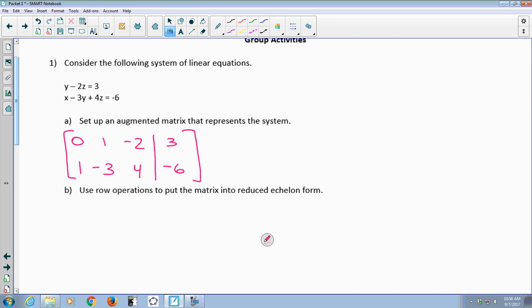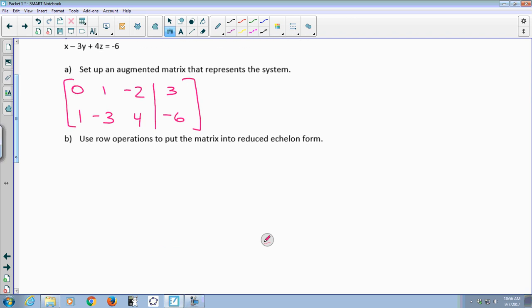And then I want to use row operations to put this matrix into reduced echelon form. So my first goal, I'm going to work column by column, left to right. And my first goal is to have a 1 in the upper left. Easiest way to achieve that is to just swap those two rows.